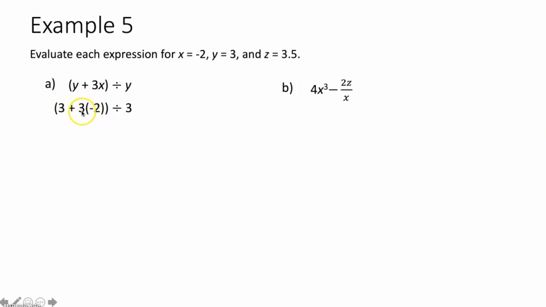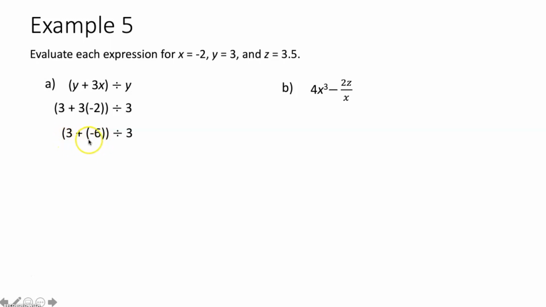So we actually take 3 and multiply it by negative 2, and anytime you multiply two numbers that have different signs, your answer is going to be negative. So 3 times negative 2 is going to be negative 6. Next, we need to again simplify inside these parentheses. So we need to do this addition right here. So we're going to add 3 and negative 6.